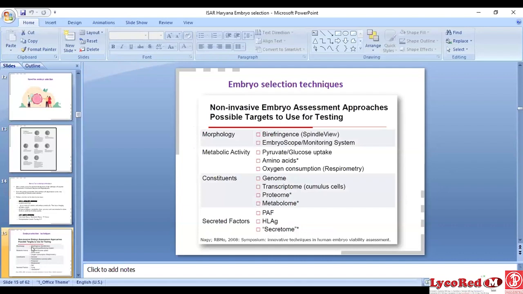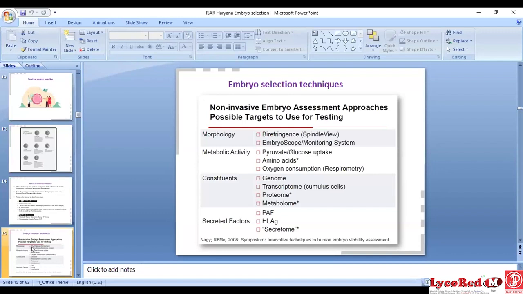First is morphology, which each and every lab is using these days. Another is spindle view and EmbryoScope, which is time-lapse microscopy. Then in non-invasive embryo assessment, omics comes into the picture, where from the spent media we check pyruvate, glucose, oxidase, and all that.